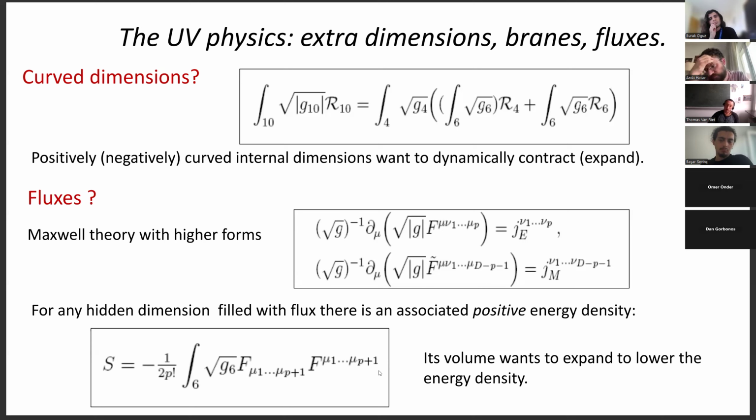So what do you want with positive energy? You want to lower it. So how can fluxes lower their energy? By making the extra dimensions expand. It's a little bit like in normal physics, if you have magnetic field lines and you squeeze them together, it will cost you energy. So normally magnetic field lines want to expand, right? The system wants to relax.